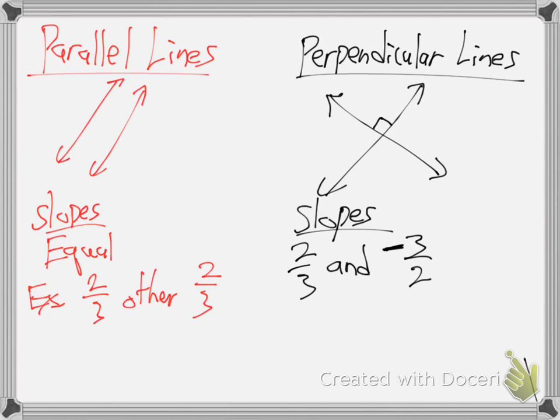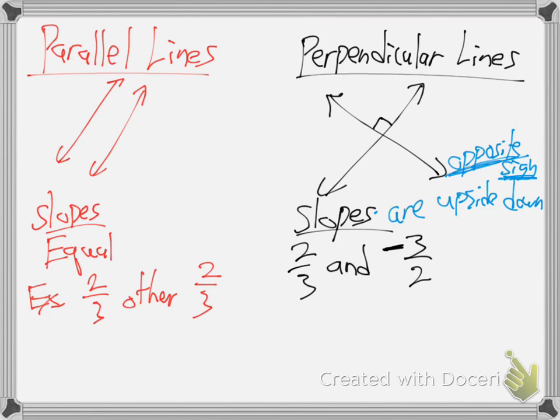Both opposite. So perpendicular lines, let me write a note for you to that effect. Perpendicular lines, slopes are upside down. We call that reciprocal. Upside down and opposite sign. Both. Like everything's opposite for perpendicular lines. So that'd be like 2/3 and -3/2.